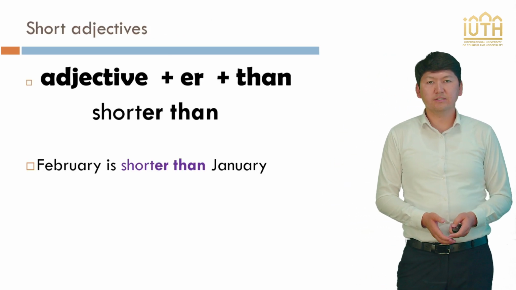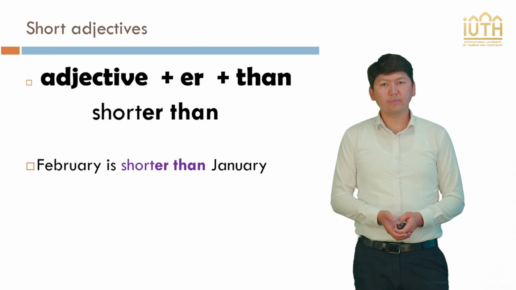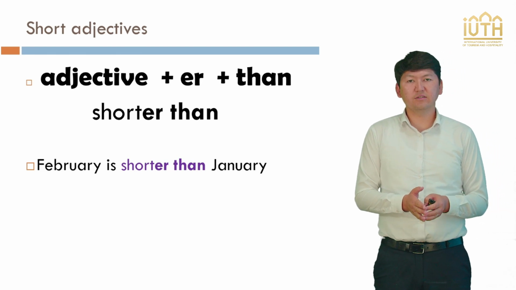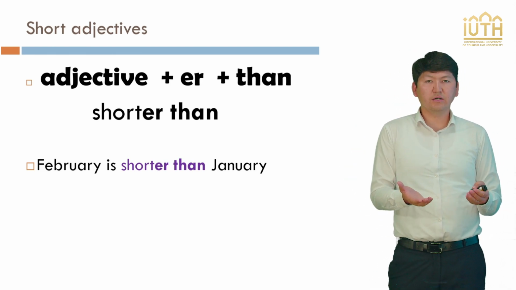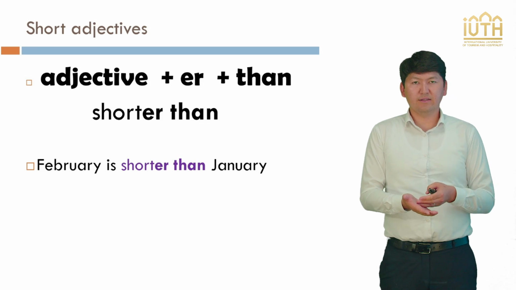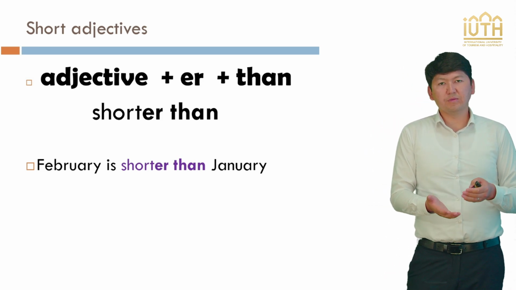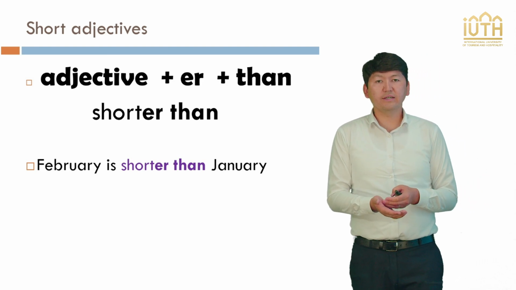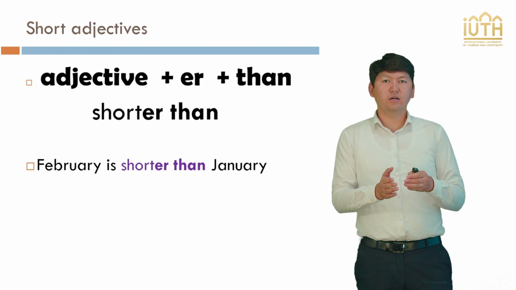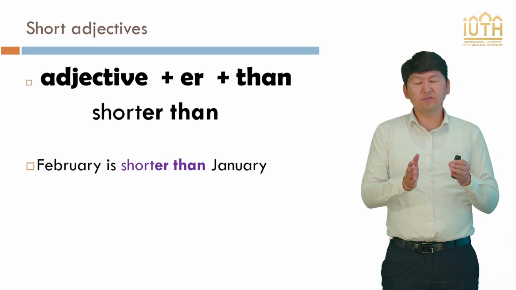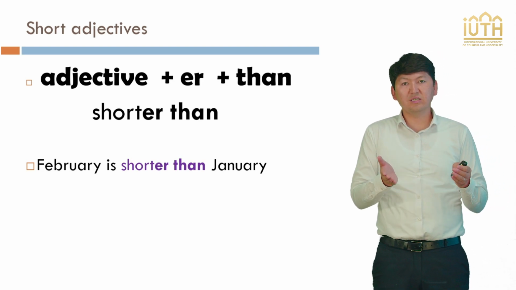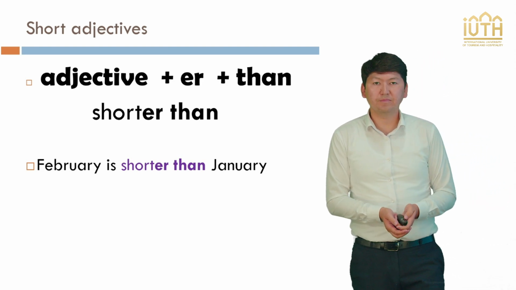On the next slide, we look at the structure. We use adjective plus er, plus than. So, shorter than. For example, February is shorter than January because there are fewer days in February. So February is shorter than January. This is a simple example of comparatives.